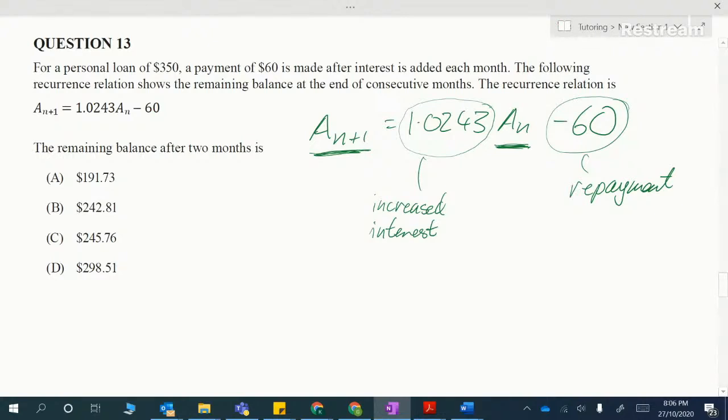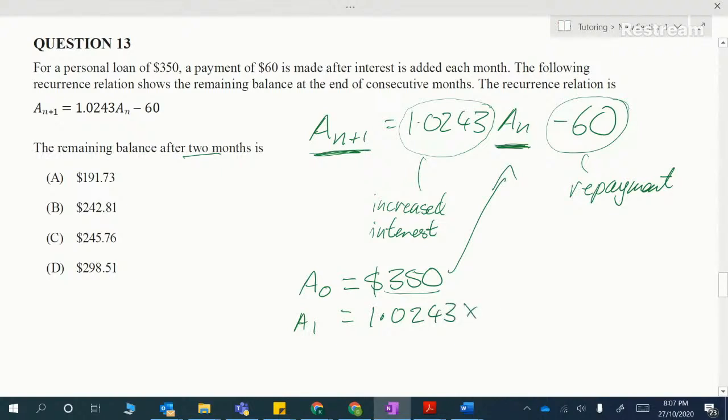So what it means is if my starting value, my A0, is $350, I can use recursion to find the balance after 2 months. My A0 is 350. So my next term would be A1, the value of the loan after 1 month. What I would do is substitute 350 into here, and then take away the $60 repayment. Put that into your calculator and you get $298.505, like that.